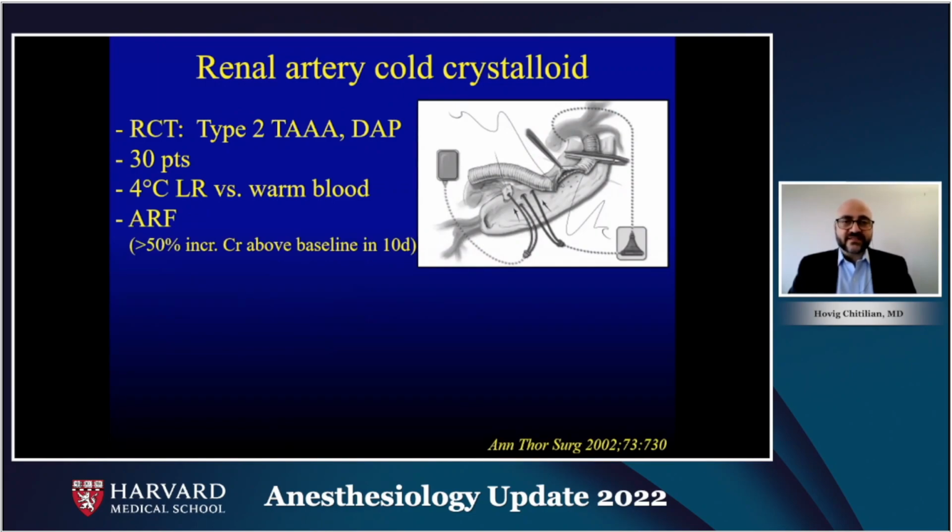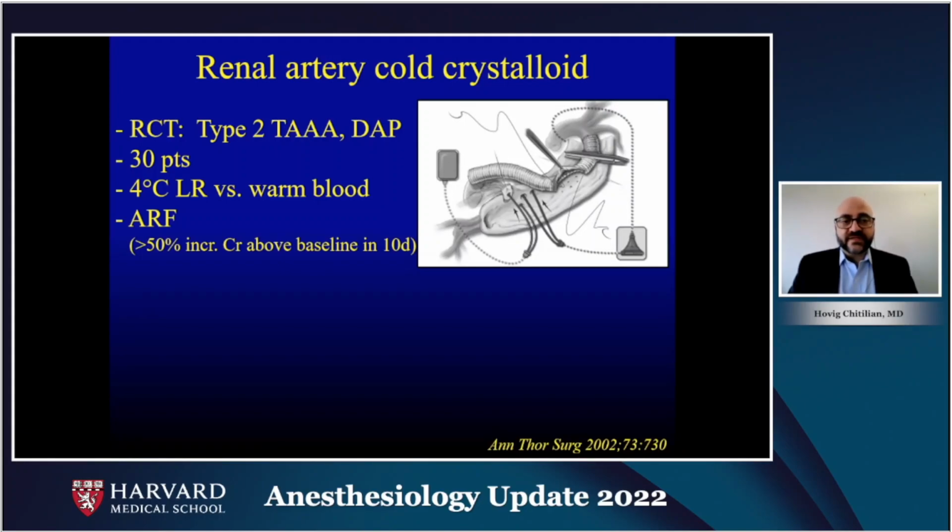One of the techniques that's commonly used to help mitigate or reduce the incidence of renal injury during these cases is the perfusion of cold crystalloid directly into the renal artery when the visceral portion of the aorta is open and there's no longer any distal aortic perfusion, and that's illustrated in the graphic on the right here. So the earliest trial to show the benefit of this was a randomized controlled trial in patients undergoing open type 2 thoracoabdominal aortic aneurysm repair with distal aortic perfusion.